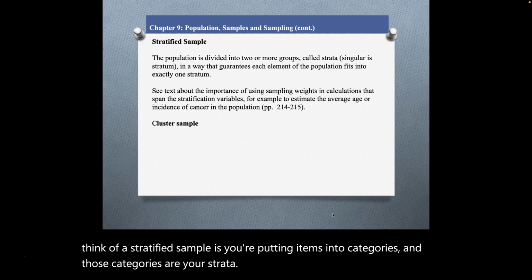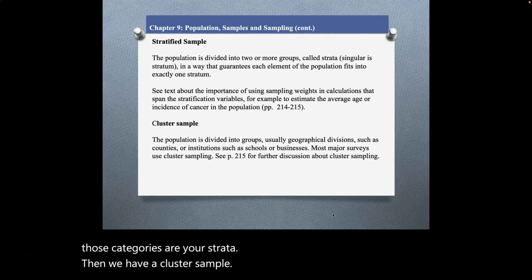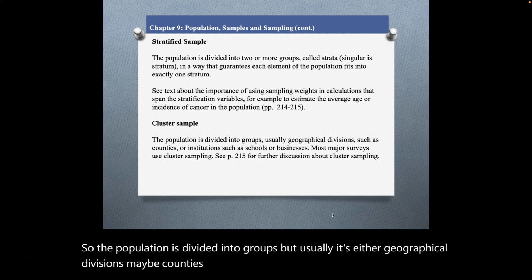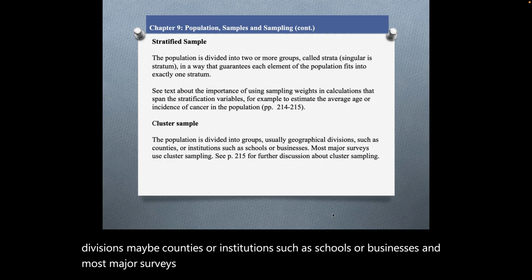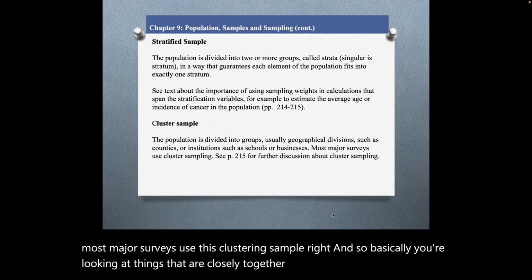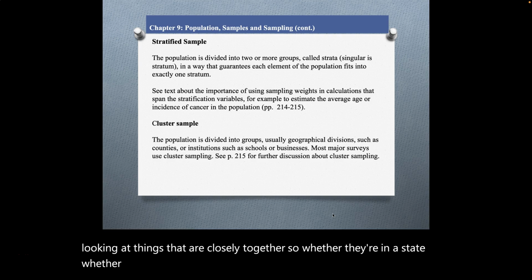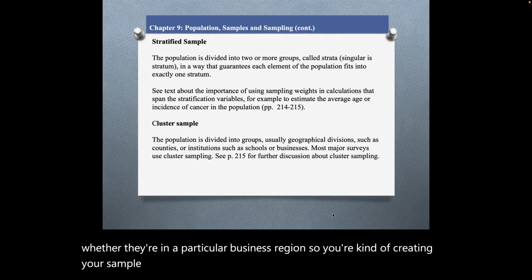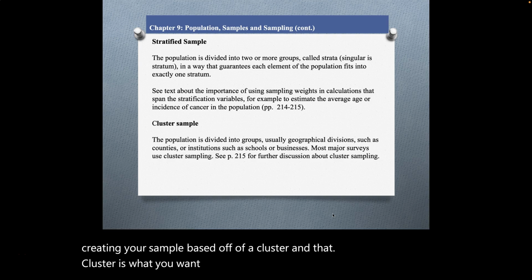Then we have a cluster sample. So now the population is divided into groups, but usually it's either geographical divisions, maybe counties, or institutions such as schools or businesses. And most major surveys use this cluster sample, right? So basically you're looking at things that are closely together, whether they're in a state, whether they're in the US, whether they're in a particular industry like schools, whether they're in a particular business region. So you're creating your sample based off of a cluster, and that cluster is what you want to study and what you want to know more about.